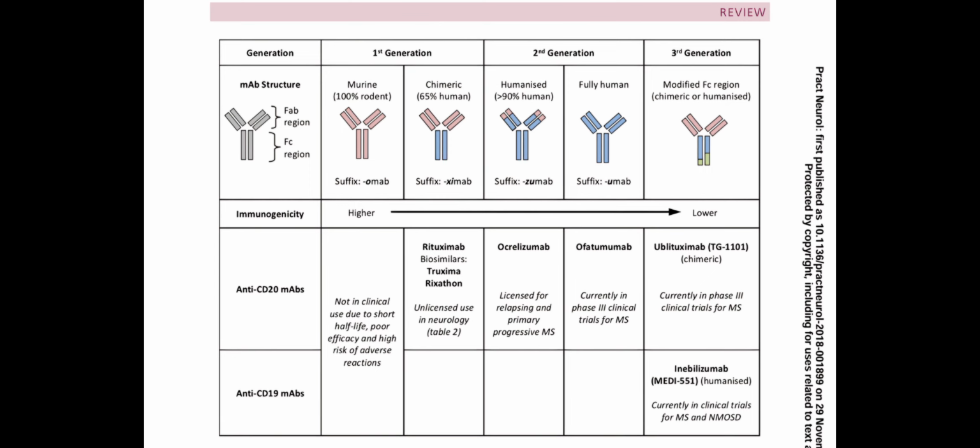In summary, the progression from murine to chimeric, humanized, fully human, and FC engineered monoclonal antibodies has resulted in progressively lower immunogenicity and improved therapeutic effectiveness. Rituximab, Ocrelizumab, Ofatumumab, and Ublituximab target CD20-positive B cells, whereas Inebilizumab targets CD19-positive B cells, and therefore depletes a broader range of B cell populations. These agents have transformed the management of multiple sclerosis, NMOSD, and several autoimmune neurological disorders.